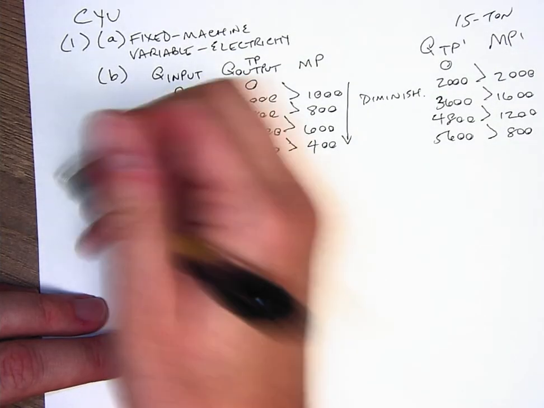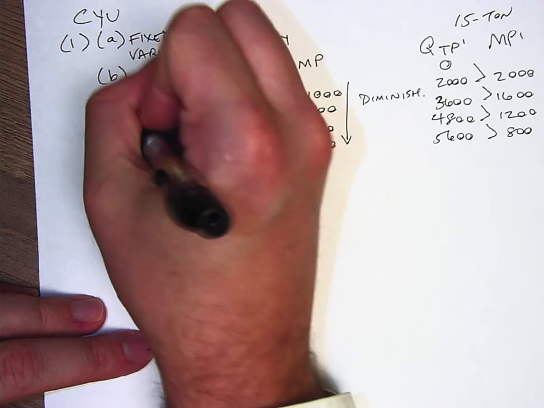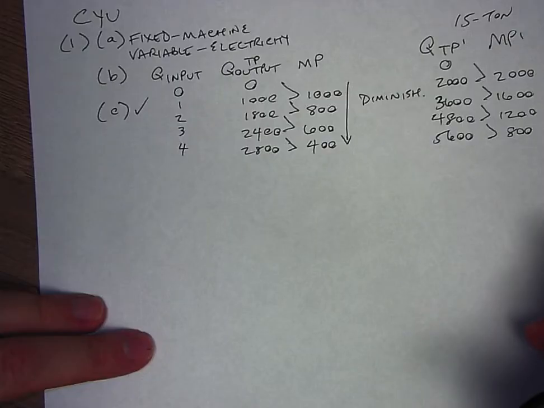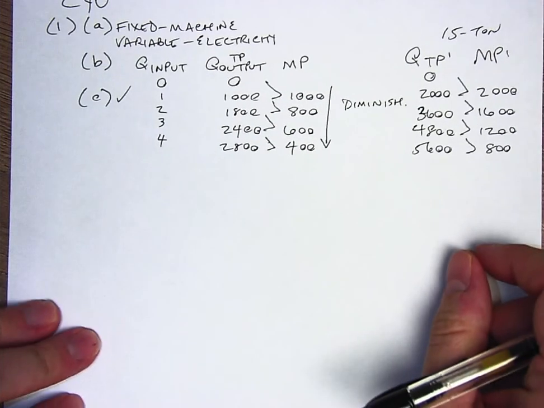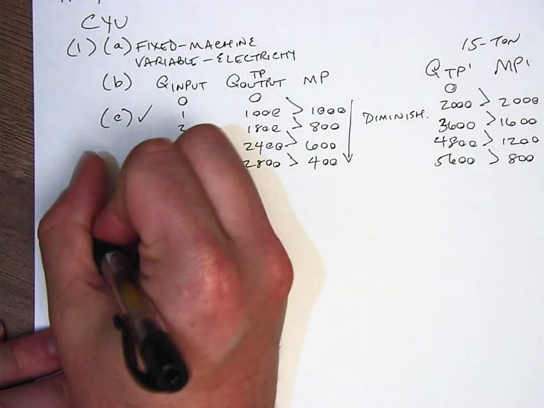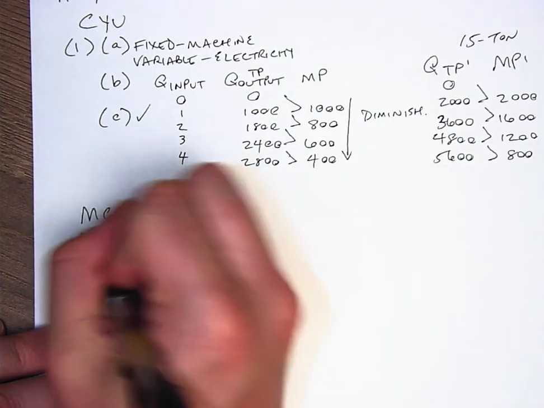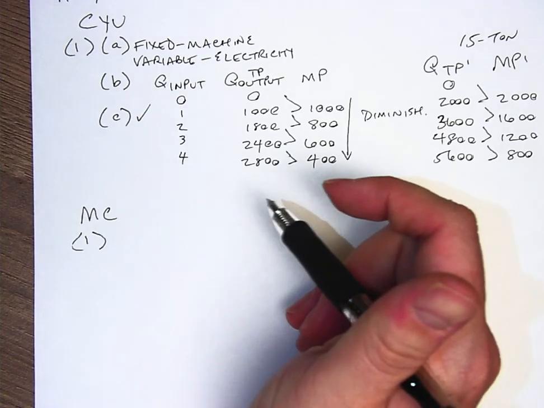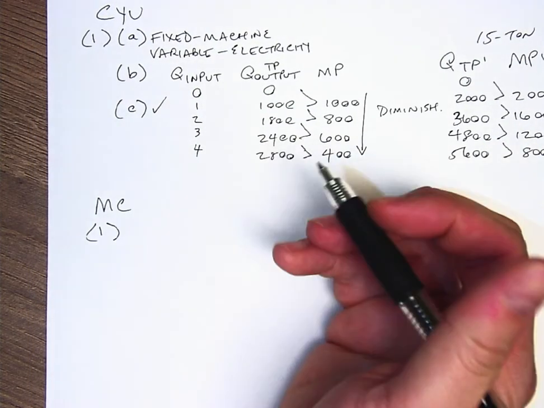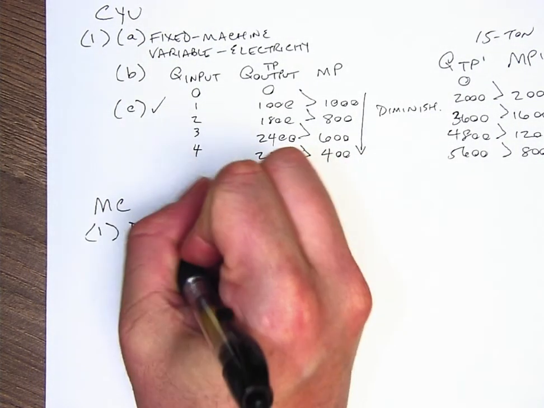So for part C, oh, that is part C. And so that completes the entire question for the check your understanding number 1. So we'll take a look at multiple choice questions. For multiple choice number 1, the production function shows the relationship between outputs and inputs, so that's D. It's just a vocabulary question.